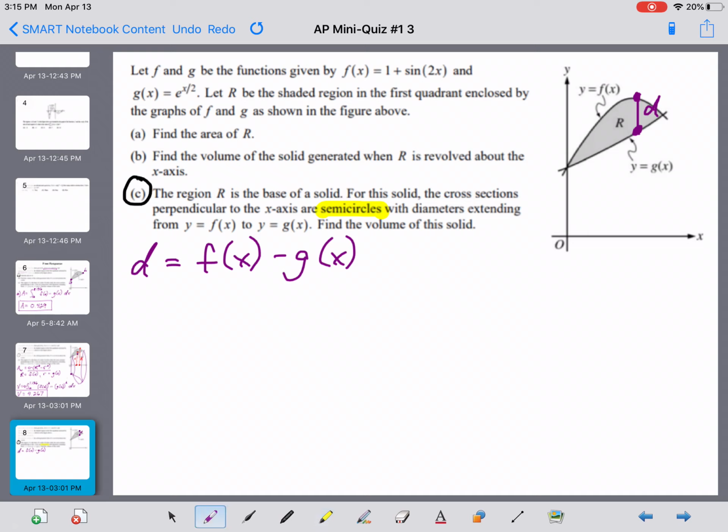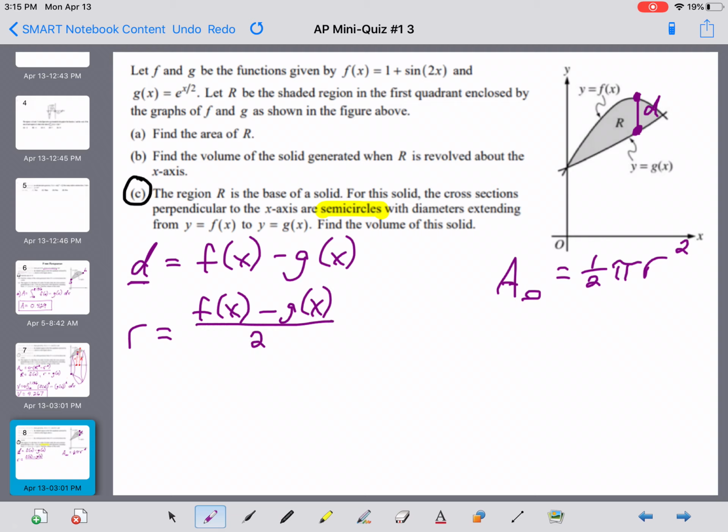And a formula we're going to need to know here for area of a semicircle is half the formula for area of a regular circle. So that's going to be 1/2 times pi times the radius of your semicircle squared. What that tells us is that this D is nice and handy and all, but I really need to find R. And the way we find R is by taking our diameter, f of x minus g of x, and then just dividing all of that by 2.